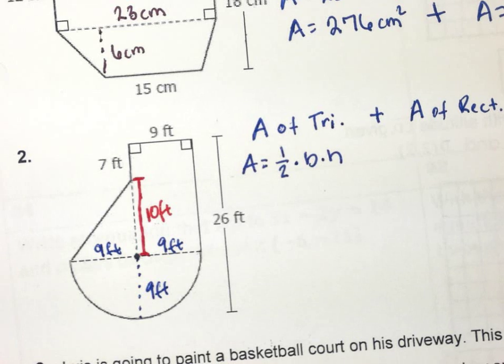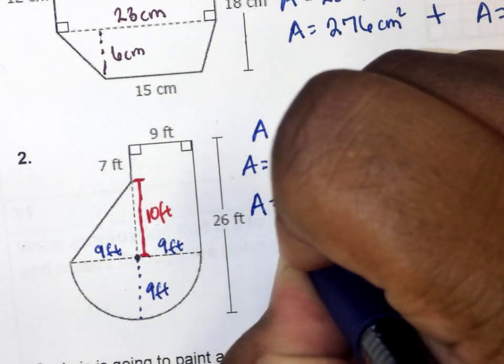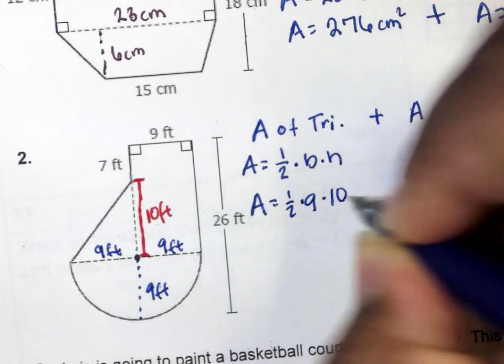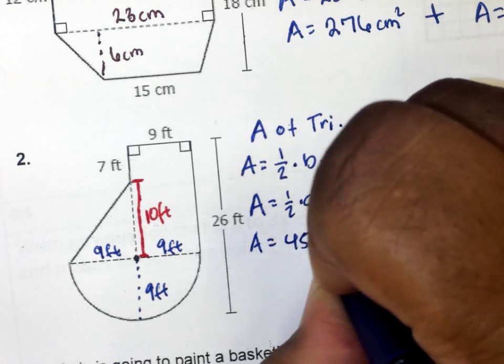A equals 45. Alright. Then from there, A equals 1 half times 9 times 10. A equals 45, like you said, feet squared.